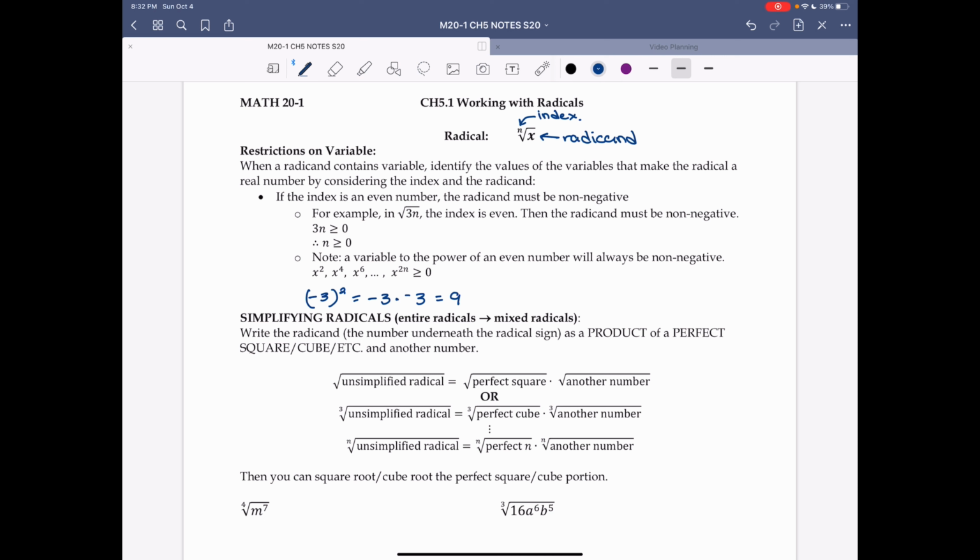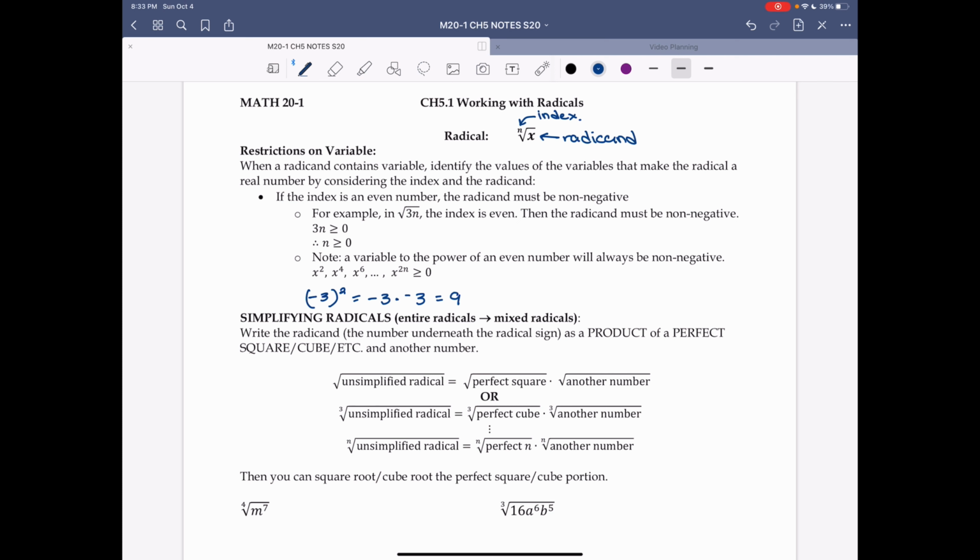Simplifying radicals, changing entire radicals to mixed radicals. Write the radicand, the number underneath the radical sign, as a product of a perfect square or cube or whatever index you're doing, and another number. So the square root of our unsimplified radical equals the square root of a perfect square times the square root of another number, or the cube root of our unsimplified radical equals the cube root of a perfect cube times the cube root of another number. Then you can square root or cube root the perfect square or cube portion.